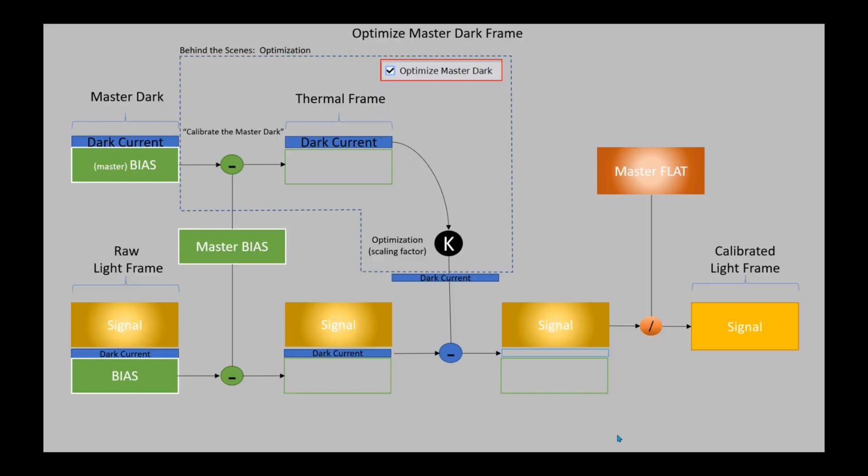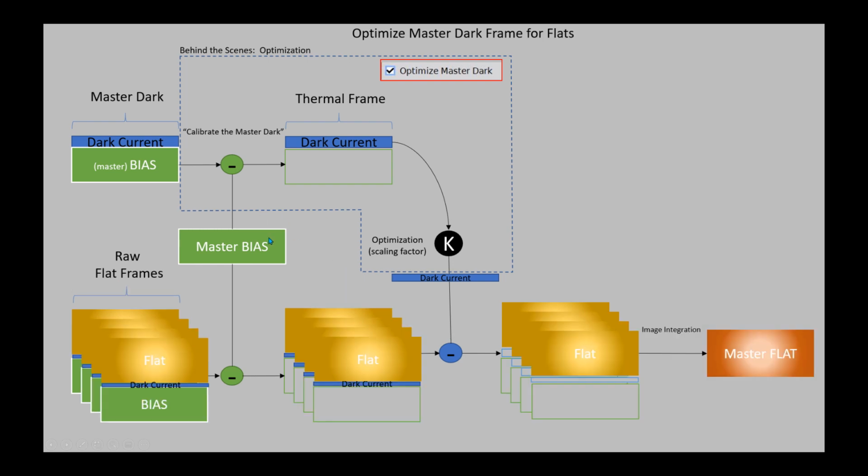So looking back at our PowerPoint, here's basically what I'm trying to describe for flats. Now we're not talking about a light frame. You can see I've written the word flat here. So we have a whole bunch of flats. We do this dark frame optimization, but the problem is, do you see how small that little dark current is? And I've only put it there just to maybe hint that it might be there.